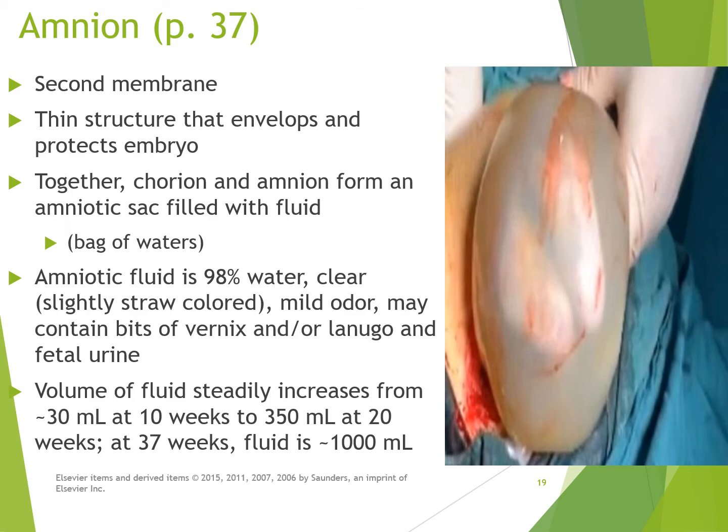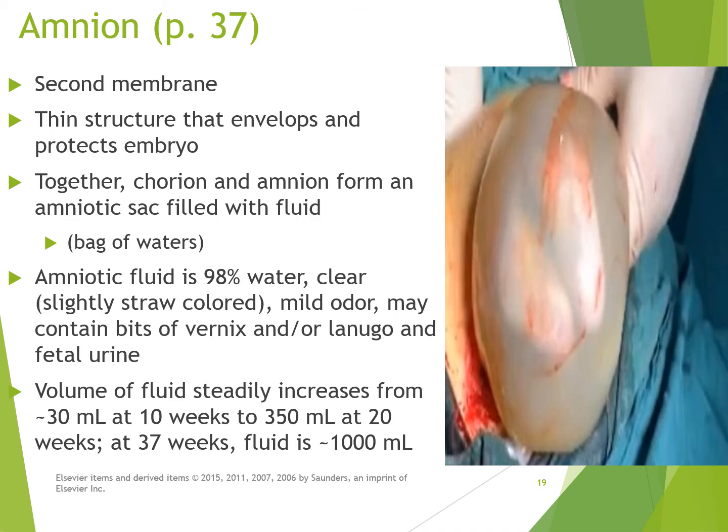So amnion is the second membrane. It's the thin structure that envelops and protects the embryo. The amnion is super, super important. It's the amniotic sac. It's the bag of waters. It's what protects that fetus the whole time of pregnancy. So together, the chorion and amnion form an amniotic sac filled with fluid. So they fuse together to form that sac. So that's why we call it the bag of water, all right?